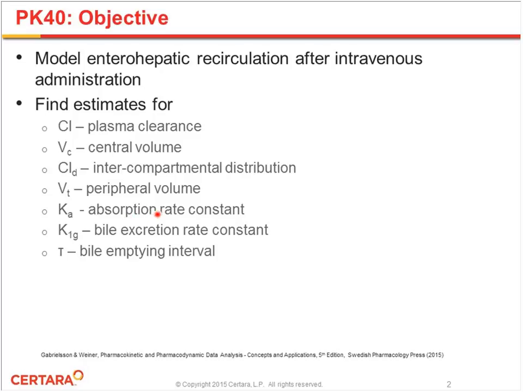these are for the enterohepatic recirculation. Whenever the drug is excreted from the gallbladder into the gut, it needs to be reabsorbed through the gut wall, and this is related with the absorption rate constant Ka that we know from extravascular models. Then we need to get an estimate for a bile excretion rate constant, and for the zero order process of releasing the drug into the gut, we need a duration, a bile emptying interval. So these are the parameters that we want to find estimates for.